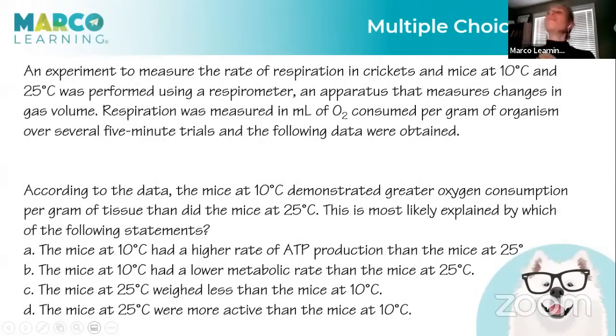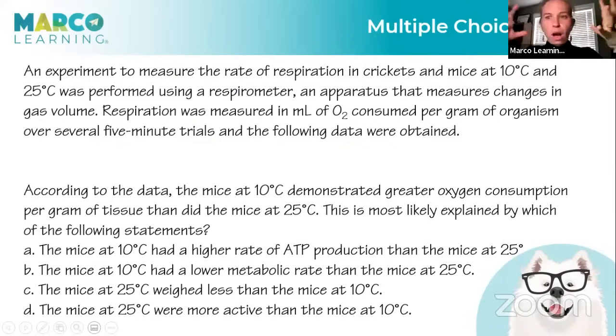Next one, of course, I just did a photosynthesis question, so I wanted to make sure that we also go through a cell respiration question. An experiment to measure the rate of respiration in crickets and mice at 10 degrees Celsius and 25 degrees Celsius was performed using a respirometer. You probably did a very similar reaction in your class, an apparatus that measures changes in gas volume. Respiration was measured in milliliters of oxygen consumed per gram of organism over several 5-minute trials, and the following data was obtained.